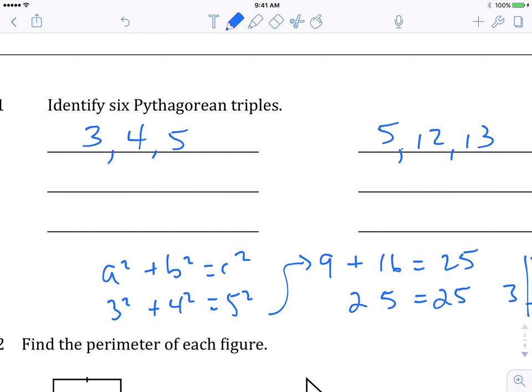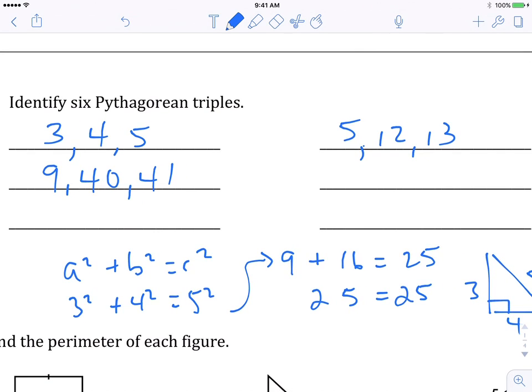Okay, I'll give you one more, and then the rest I'd like you to either look up or see if you can figure out a way of coming up with them on your own. So 9, 40, and 41 is another. So you come up with three more on your own.